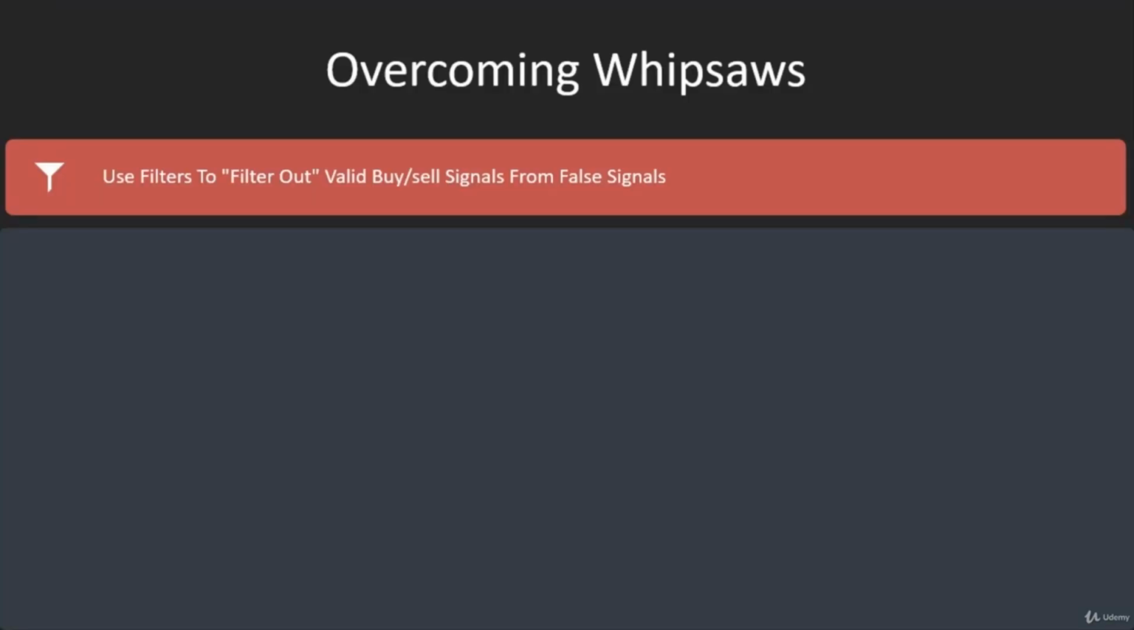As I mentioned, you use filters basically to filter out the valid signals from the false signals. That's what you're trying to filter out, right? You want to trade based on something that's a real signal versus something that might be false. And so here are some filters that you can use around that.